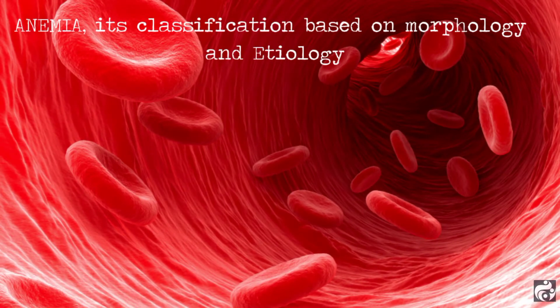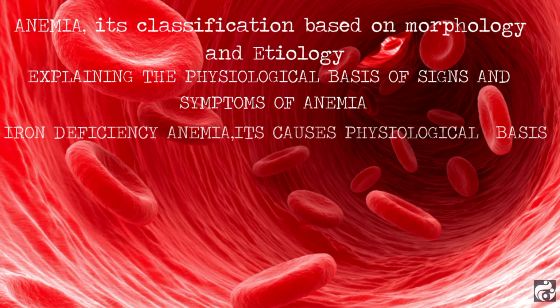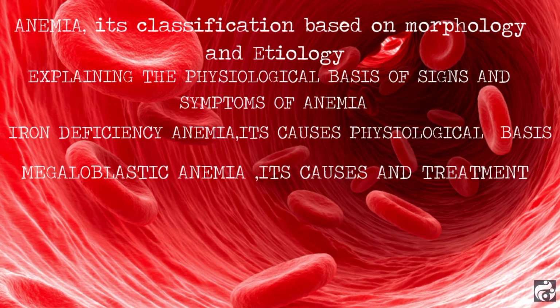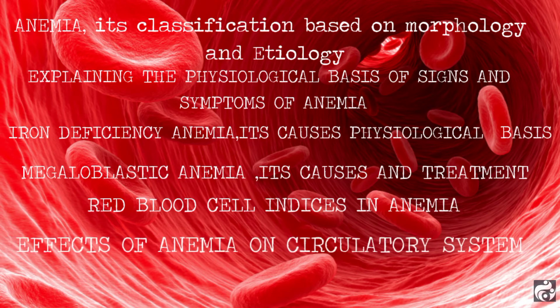We are going to learn about anemia and its classification based on morphology and etiology, explaining the physiological basis of signs and symptoms of anemia. Iron deficiency anemia, its causes and physiological basis. Megaloblastic anemia, its causes and treatment. Red blood cell indices in anemia and effects of anemia on the circulatory system.